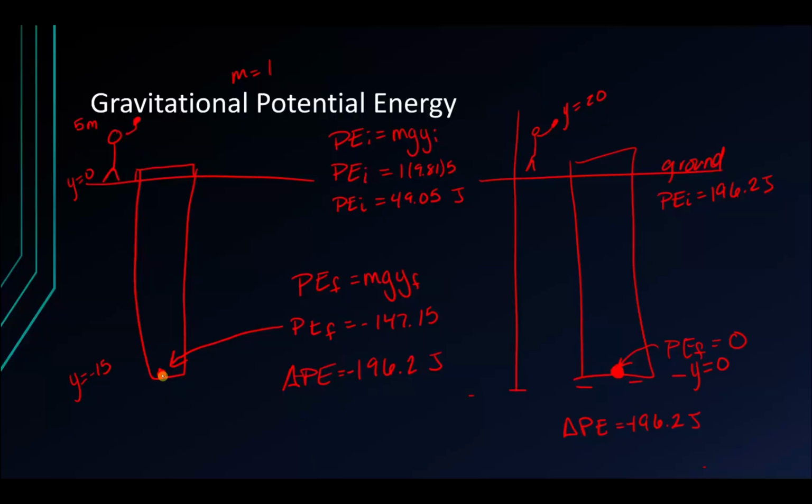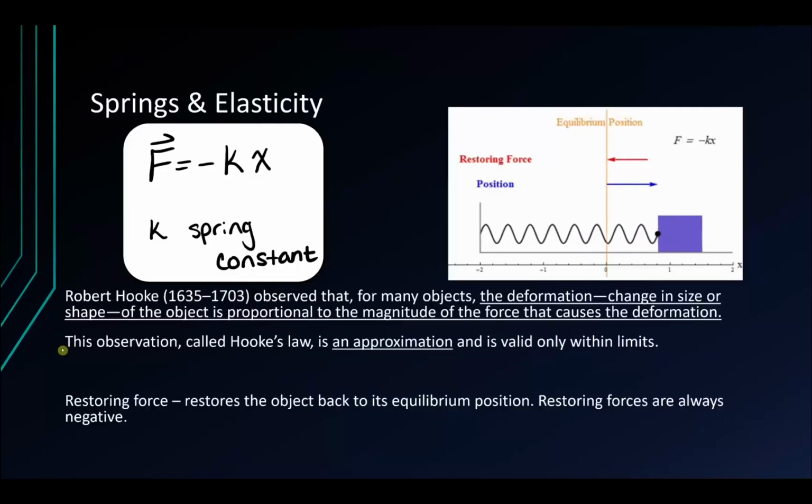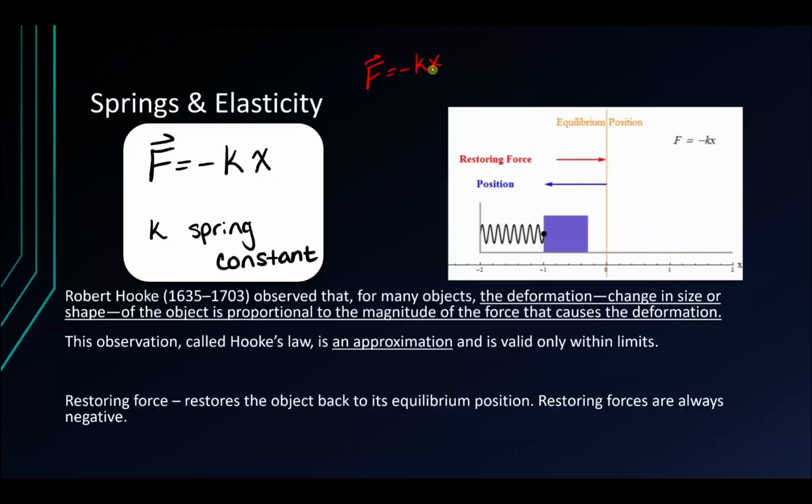So that tells us that the only thing that really means something is the change in potential energy, not the location-specific potential energy. So what about other forces? Well, we're going to introduce a new force here, and this is spring force or elastic force, and this is Hooke's law. So this equation, F is equal to negative kx, is Hooke's law, and k is going to be our spring constant. It is a property of the spring.